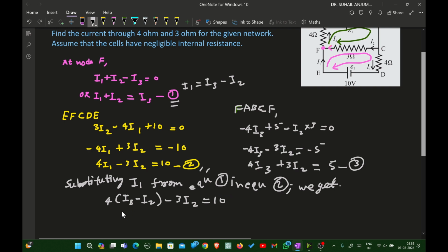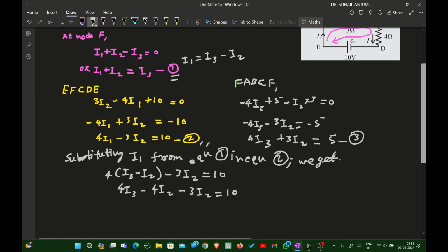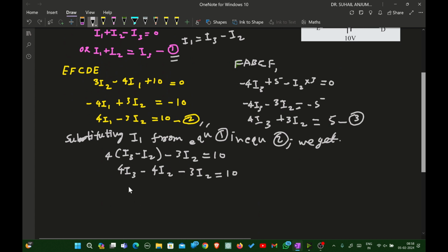So, we have to simplify this. So, it will be 4 times I3 minus 4 times I2 minus 3 times I2 is equal to 10. So this will be 4 I3 and minus 4 I2 and minus 3 I2. These two terms are similar, so it will be minus 7 I2. So it will be 4 times I3 minus 7 times I2 is equal to 10. So I will call this our equation number 4.